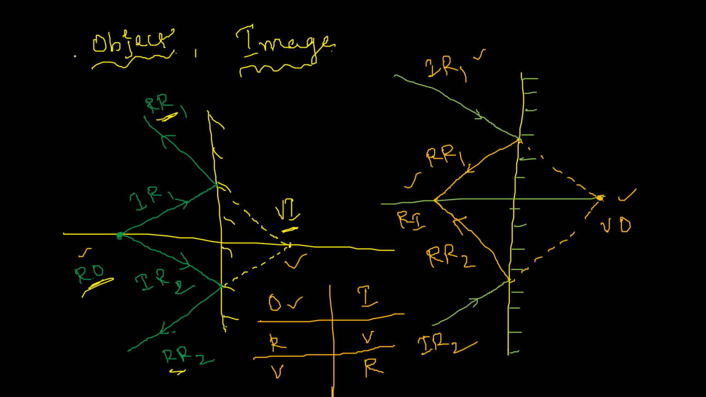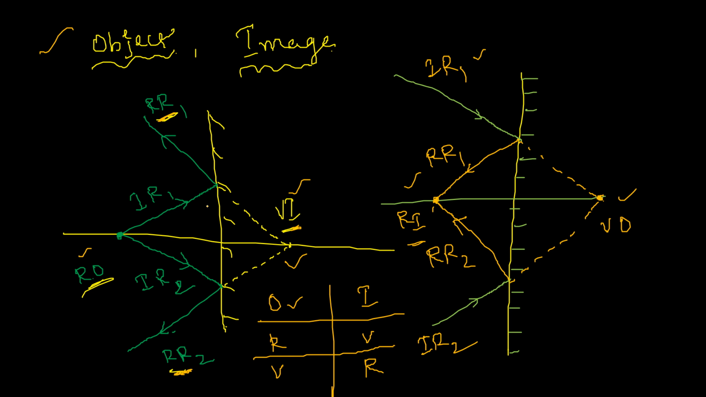So that is about object and image. The point of intersection of reflected light rays is called a real image. Directly the reflected light rays are meeting, that's why it is a real image forming here. Whereas the point of intersection of extended reflected light rays, we are extending those reflected light rays, and they meet at one point on the principal axis. That is called a virtual image. The extension of reflected light rays gives a virtual image, while the actual meeting of reflected light rays gives a real image.